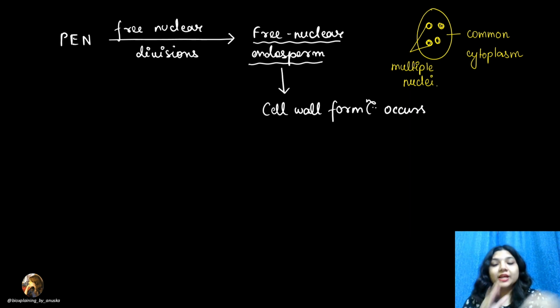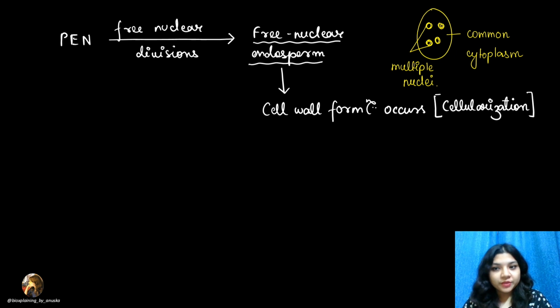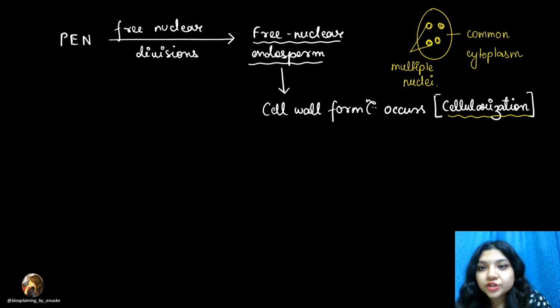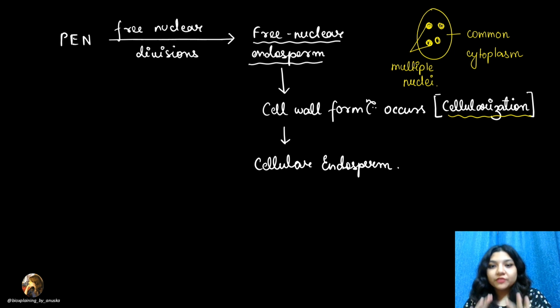Now, much later, after the nuclear divisions have all taken place, the cell wall formation occurs. This is what you can call cellularization. Initially all the nuclei are present in the common cytoplasm, but slowly the cell walls will start to form. That means each nucleus will now receive its own compartmentalization. After the cellularization occurs, you can call it the cellular endosperm.